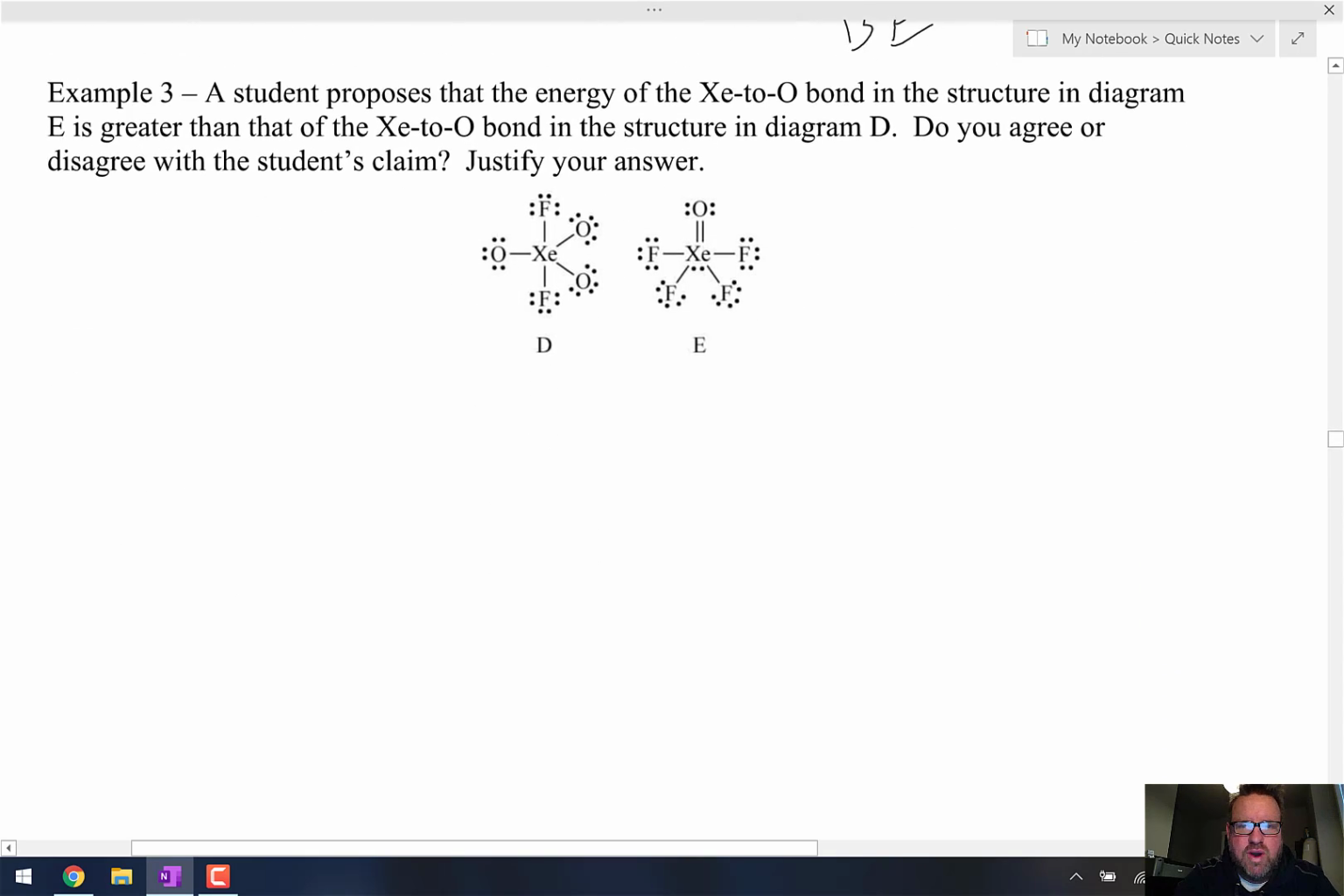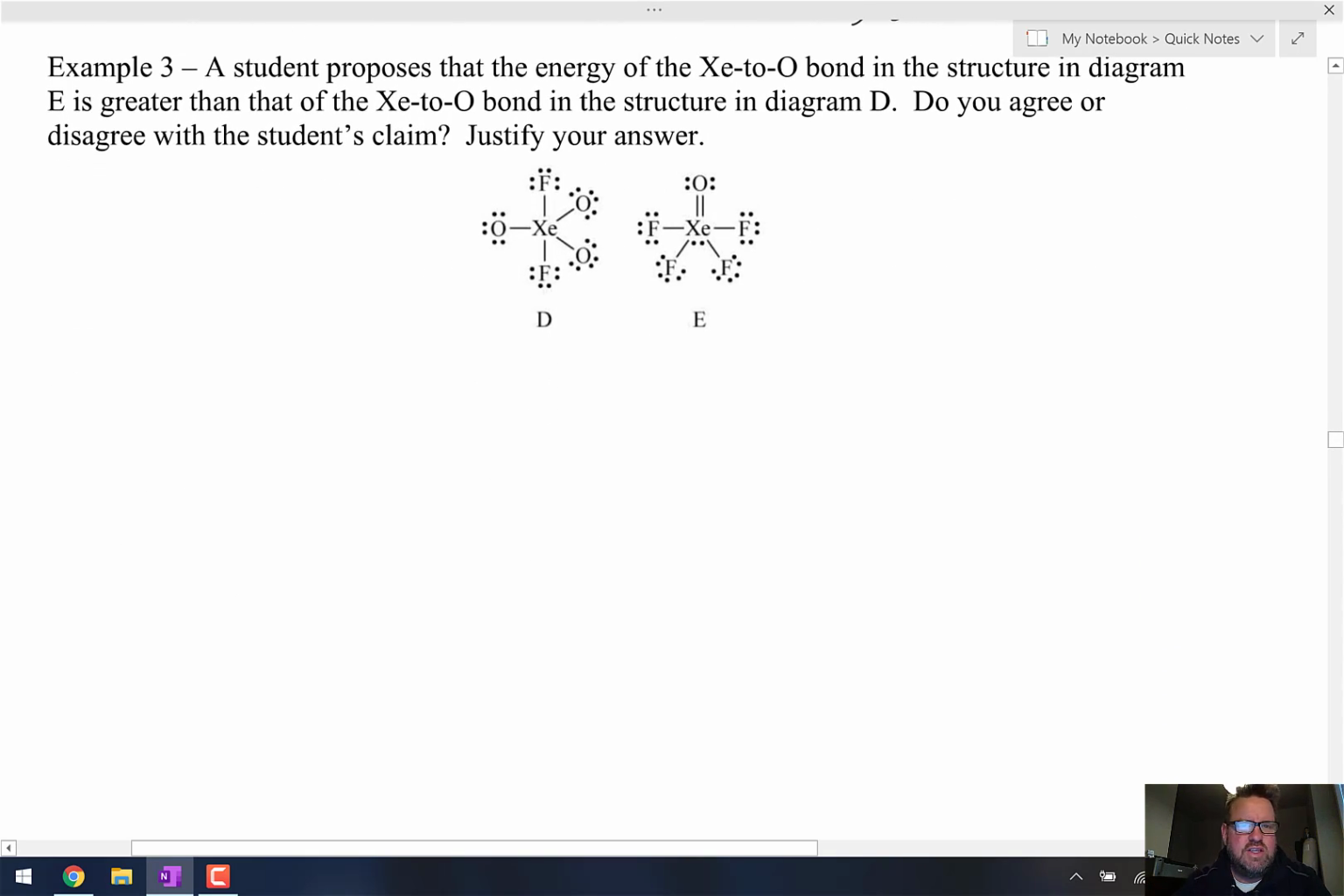Okay, so here's a question from a real test. It says a student proposes that the energy of the Xe to O bond in the structure in diagram E, so we're talking about this point right here, is greater than that of the Xe to O bond in the structure in diagram D. Either this one or this one or this, it doesn't matter. All three of them are single bonds. So let's just leave the one on the left there. So do you agree or disagree with the student's claim?